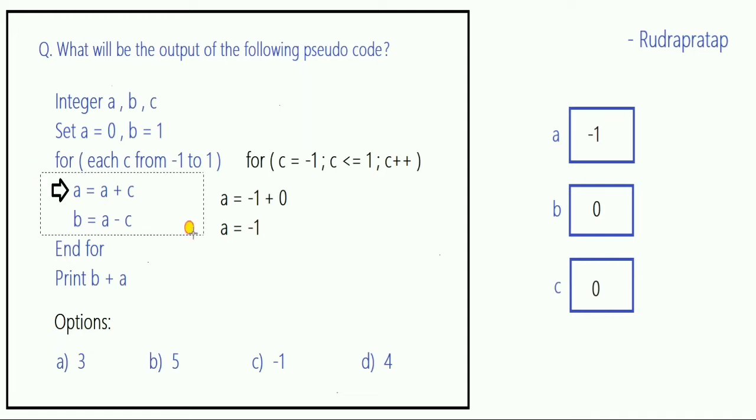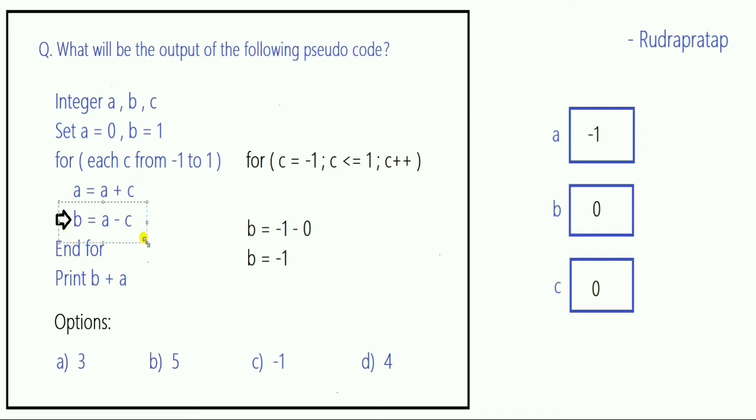And after checking the condition it will enter the for loop and we have the statement A equal to A plus C. The value of A is -1. So -1 plus 0 is equal to -1 and -1 is assigned to the variable A. And the statement B equal to A minus C. The value of A is -1, minus 0 equal to -1. So -1 is again assigned to the variable B. And now C is again incremented, so it will check the condition. So 1 is less than or equal to 1, which is true.